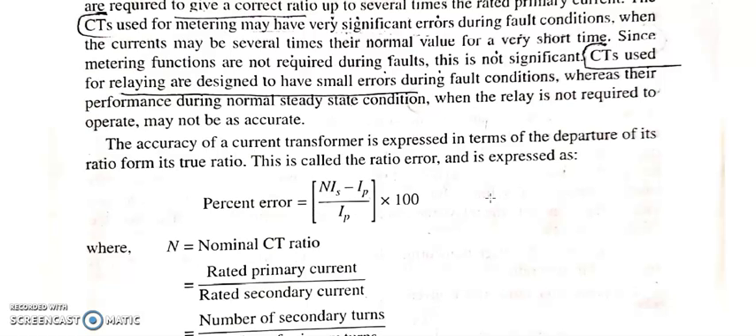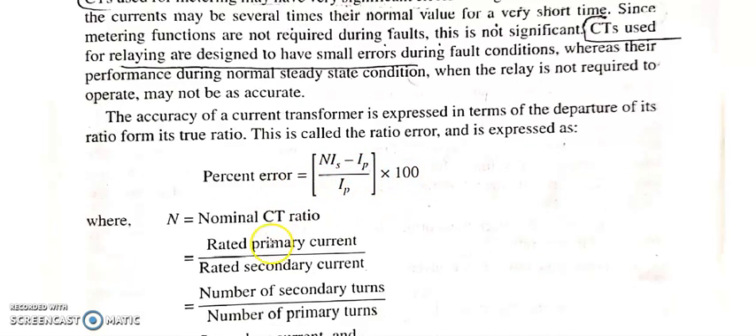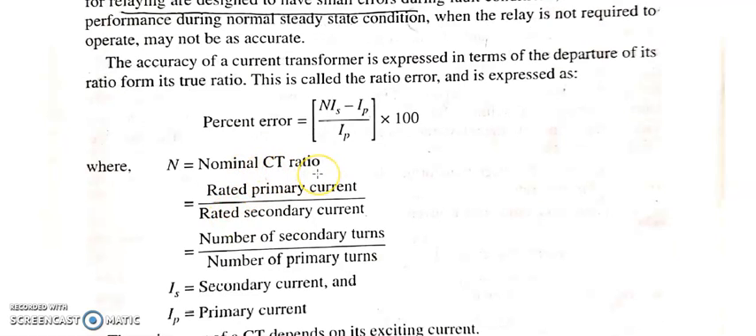Okay, we know that no instrument is foolproof, so some amount of error is there, but errors are reduced here. Okay, so the accuracy of a current transformer is defined by the formula (N·IS − IP) / IP × 100, where N is the nominal current transformer ratio, which you already studied.